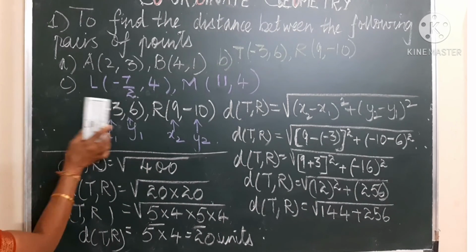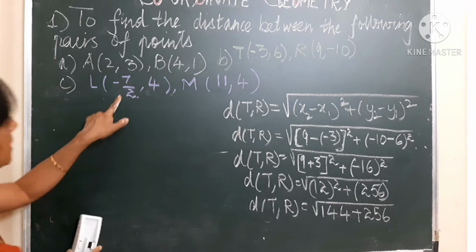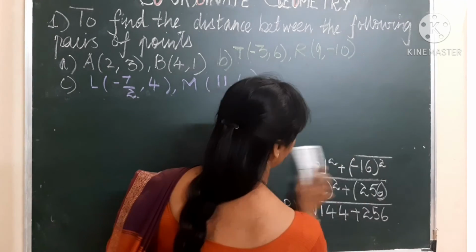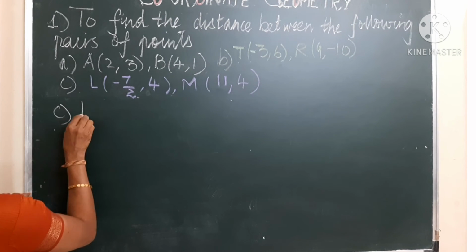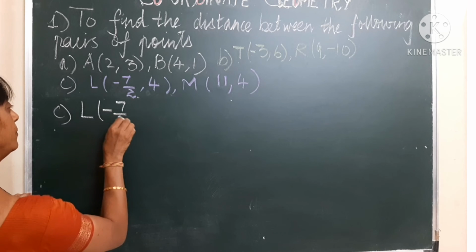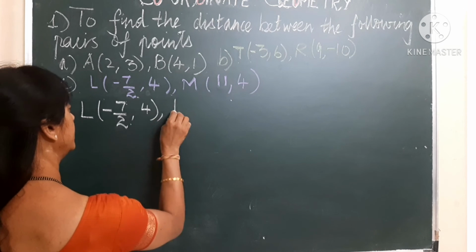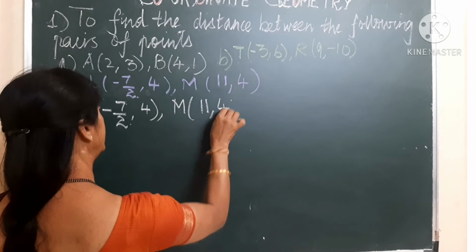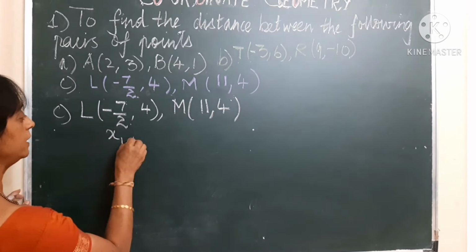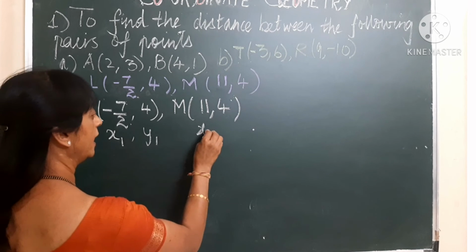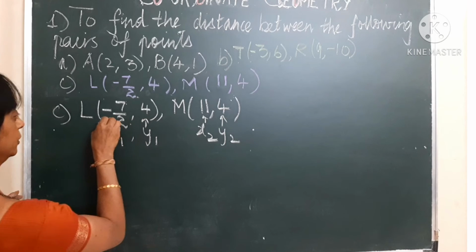One more, children, that is problem number C, to find the distance between L and M with the same formula. So first let's write down problem number C. L is minus 7 upon 2. Here we are having a fraction, so let's be careful when we solve it. M with coordinates 11 and 4. So again, minus 7 upon 2 is x1, 4 is y1, 11 is x2, and this is y2. So let's substitute.